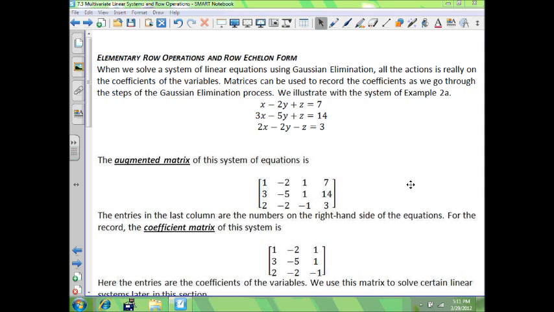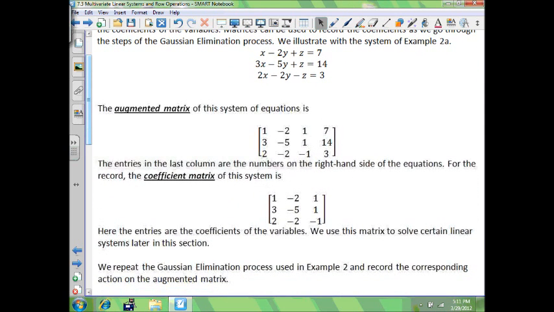So example 2a, you should remember, is x minus 2y plus z equals 7, 3x minus 5y plus z equals 14, 2x minus 2y minus z equals 3. Now, the augmented matrix of this system of equations only uses the coefficients, or the numbers in front of the variables in each equation. So x minus 2y plus z equals 7 turns into 1, negative 2, 1, and a 7. We go through the same thing for both the other equations.